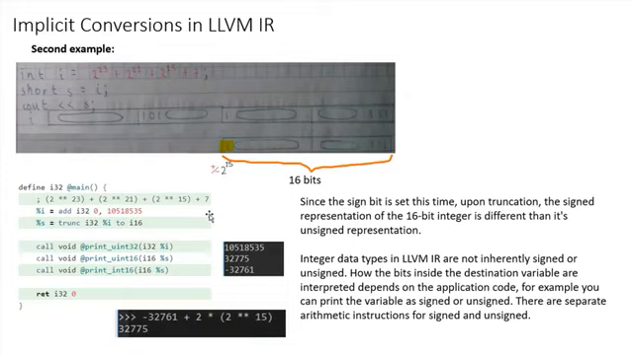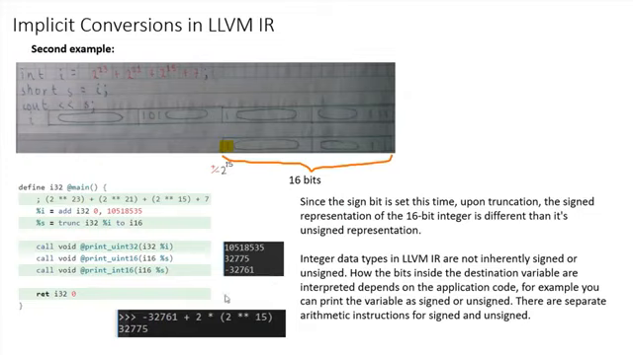And then we print the 32-bit integer, and we print both the unsigned and signed versions of this resulting 16 bits. So since the signed bit is set this time, upon truncation, the signed representation of the 16-bit integer is different than its unsigned representation. Integer data types in LLVM IR are not inherently signed or unsigned. How the bits inside the destination variable are interpreted depends on the application code. For example, you can print the variable as either signed or unsigned. There are separate arithmetic instructions also for signed and unsigned.